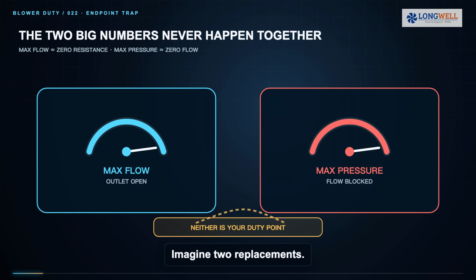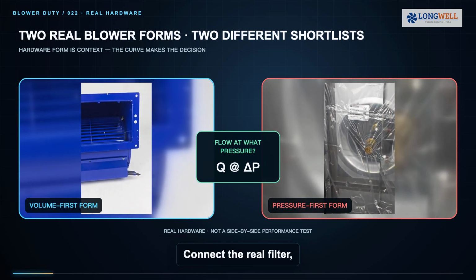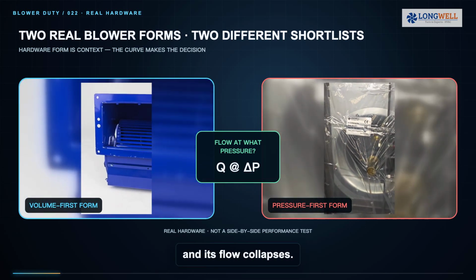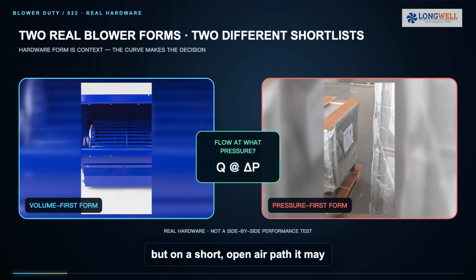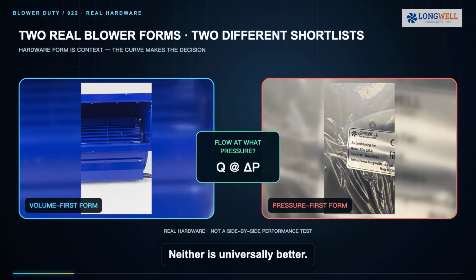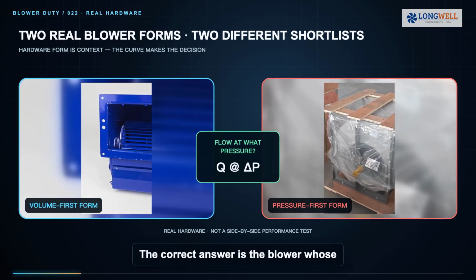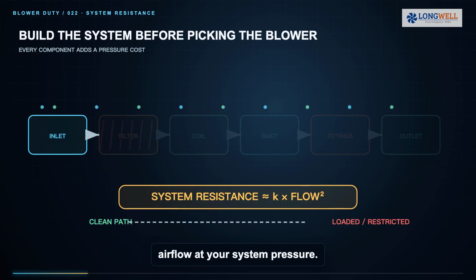Imagine two replacements. Blower A moves a huge amount of air with its outlet open. Connect the real filter, coil, silencer, duct and diffuser, and its flow collapses. Blower B can generate much more pressure, but on a short, open air path it may bring unnecessary speed, power, noise or cost. Neither is universally better. The correct answer is the blower whose performance curve reaches your required airflow at your system pressure.